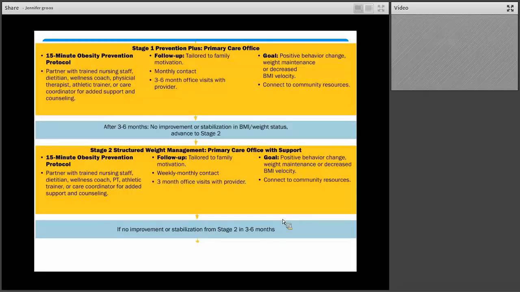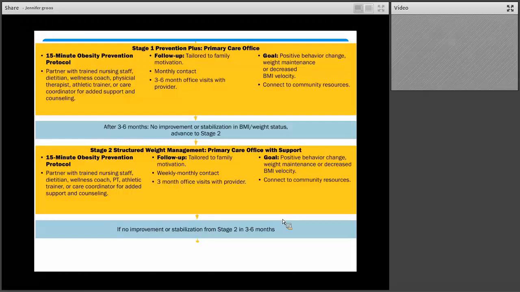Again, we're looking for the same outcomes as above: positive behavior change, weight maintenance, or decreased BMI velocity, and we're looking to connect families to resources. And then if there's no improvement or stabilization after another 3 to 6 months, then the recommendation is that we move forward into stage 3 or stage 4. And so the focus of this webinar today is on stage 1 and stage 2.